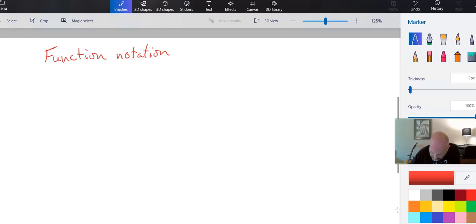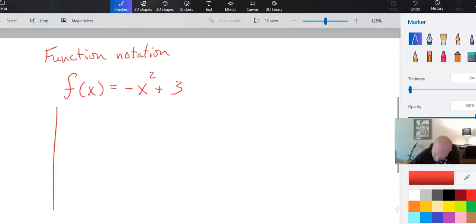But for now, let's go ahead and take a look at this. Let's say I have f of x is equal to negative x squared plus 3. Okay, so we're going to be looking at this function. Okay, so we can do the exact same thing that we've done in the past. We make a t-table.